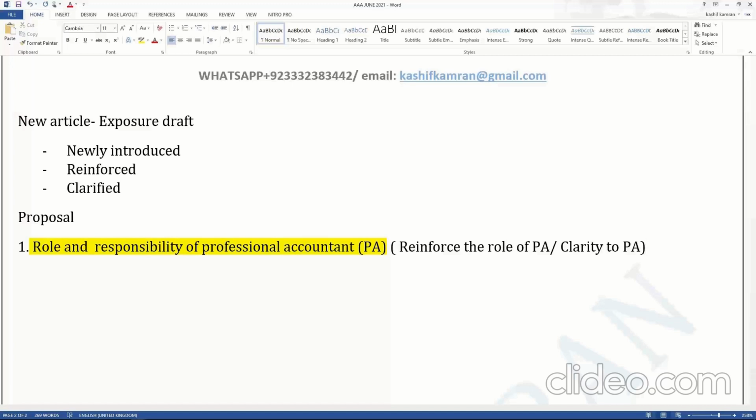Is number 1 clear to all of you? So this is the first proposal under the exposure draft, role and responsibility of a professional accountant. So this is just a reinforcement, and this is just a clarity on the role and on the public interest of a professional accountant. Is everyone sound and clear on it?